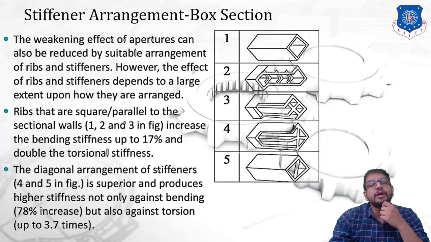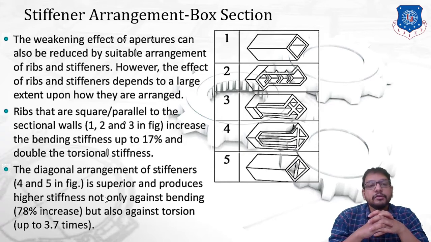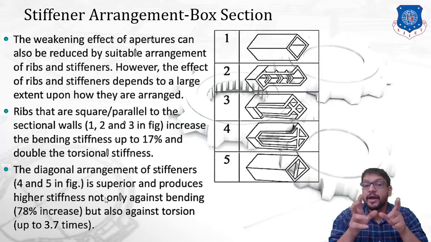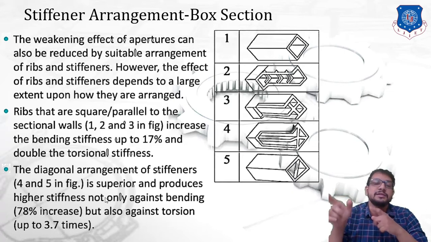So the weakening effect of aperture can also be reduced by a suitable arrangement of ribs and stiffeners. However, the effect of ribs and stiffeners depends to a large extent upon how they are arranged. Now, ribs that are square or parallel to the sectional wall, shown in diagrams 1, 2 and 3, increase the bending stiffness up to 17% and double the torsional stiffness.